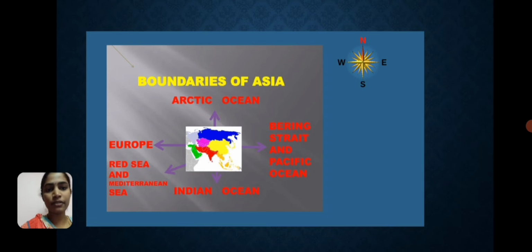Boundaries of Asia. In the Asian continent, the north side has the Arctic Ocean, the east side has the Pacific Ocean, the south side has the Indian Ocean, and the west has Europe, the Red Sea, and the Mediterranean Sea. Okay, what are the boundaries? North is the Arctic Ocean, east is the Pacific Ocean, south is the Indian Ocean, and west is Europe, the Red Sea, and the Mediterranean Sea.